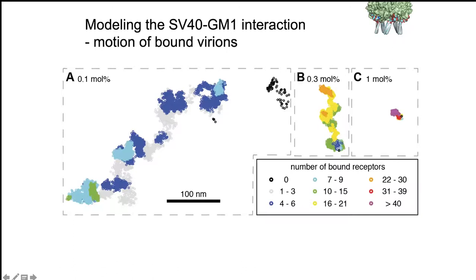And at 1 mole percent, it basically drops down and very quickly has many interactions. That is because the virion is moving around and the receptors are moving around, and they just gather under the virion extremely quickly if you have high concentrations of receptor.